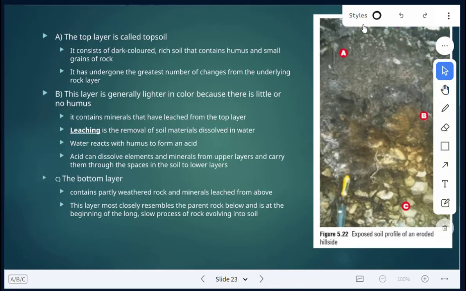So here is a soil profile. It's of an eroded hillside. Top layer is called topsoil. It's dark colored, rich soil. It contains humus and small grains of rock. That layer has undergone the greatest number of changes from the underlying rock layer.